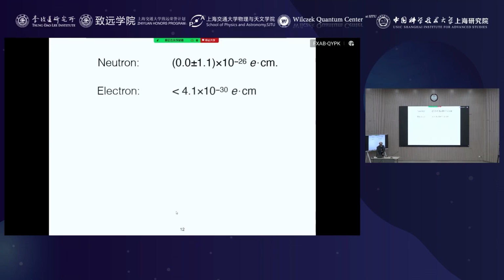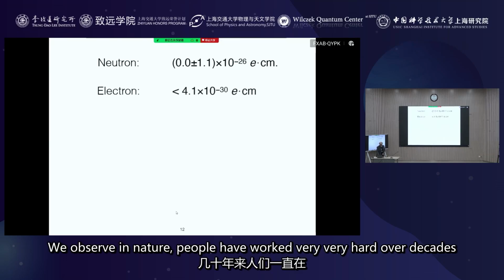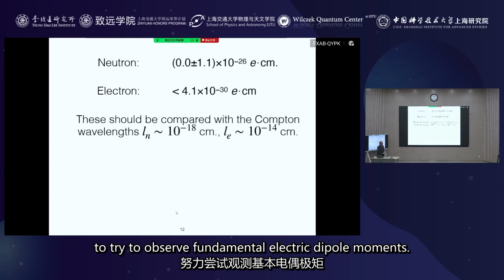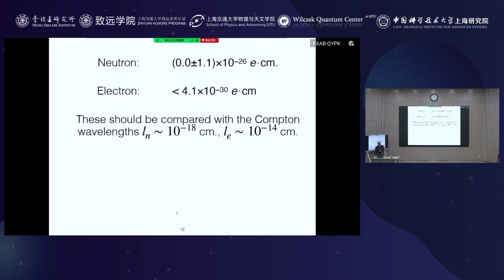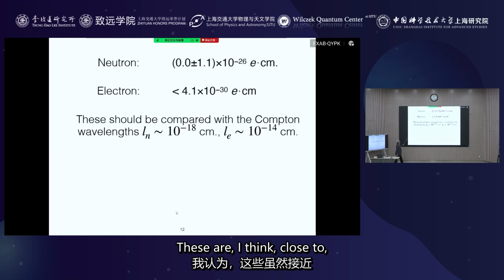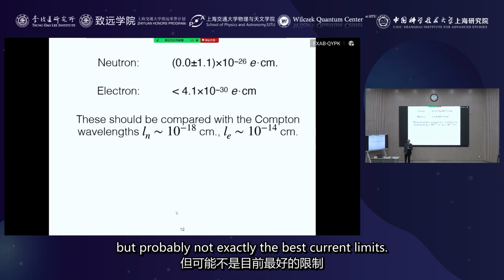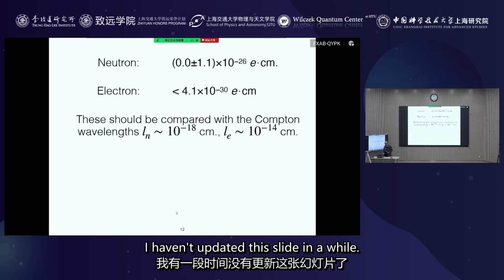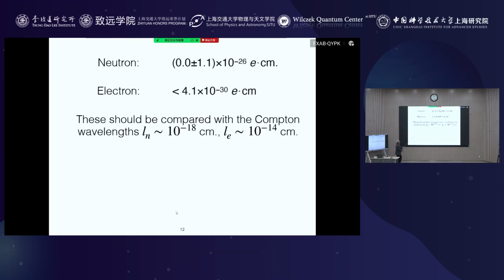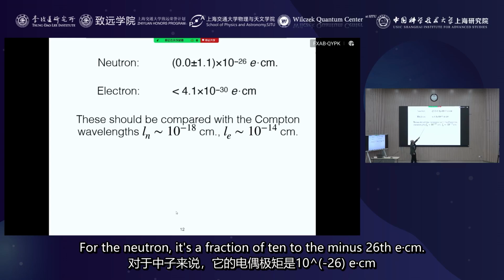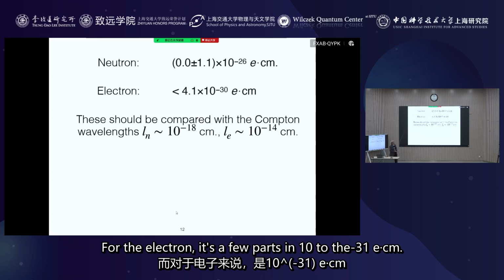And we observe in nature, people have worked very, very hard over decades to try to observe fundamental electric dipole moments. These are, I think, close to, but probably not exactly the best current limits. I haven't updated this slide in a while. So for the neutron, it's a fraction of 10 to the minus 26 e centimeters, and for the electron, it's a few parts in 10 to the minus 31 e centimeters.